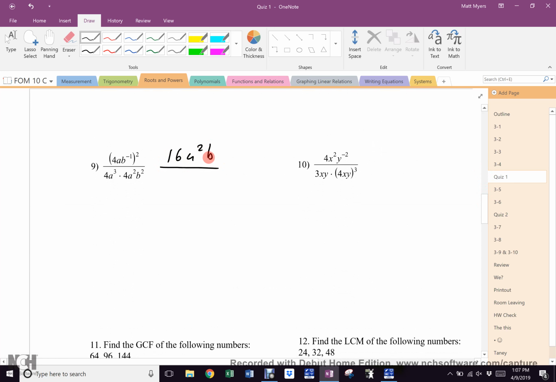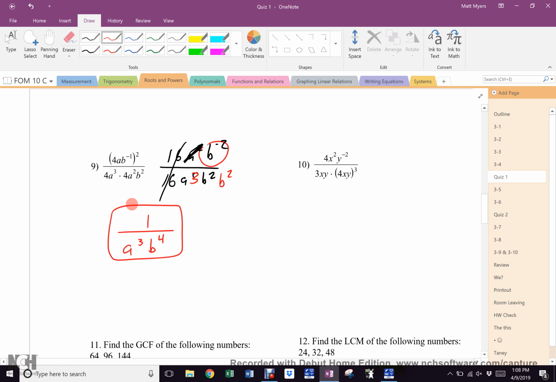16a squared b to the negative 2 over 16a to the fifth b squared. 16's cancel. Those two a's cancel, leaving you with 3 down there. And these b's have to come down there, giving you 1 over a cubed b to the fourth. How did the b's work? It's a negative 2. Negatives can't exist, so it has to come down there. There were already 2 down there, so now there's 4.